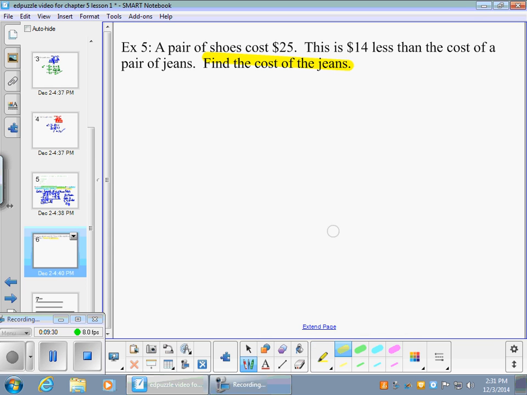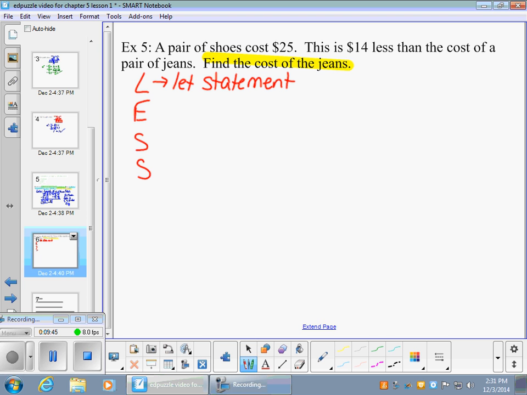Remember, whenever you have a word problem, you want to follow the word less. The first thing we need to do is come up with our let statement. So our unknown is find the cost of the jeans. So we're going to say let x equal the cost of the jeans. The second thing we need to do is create our equation.